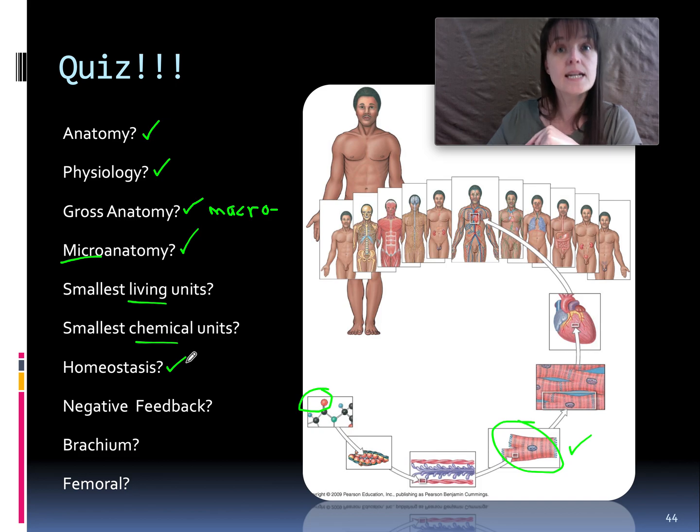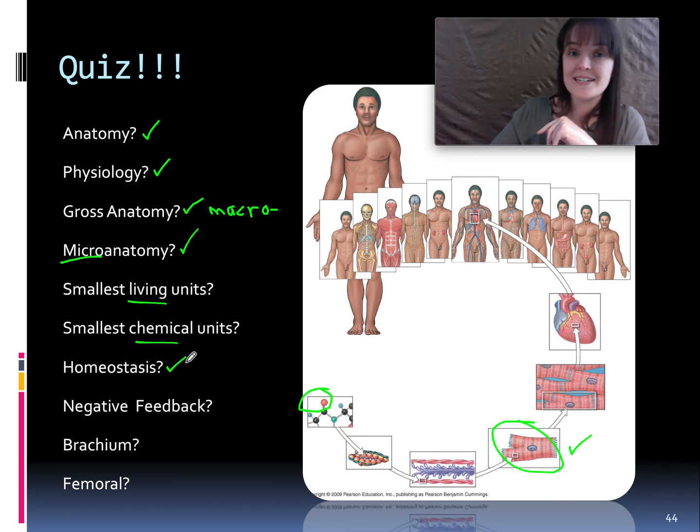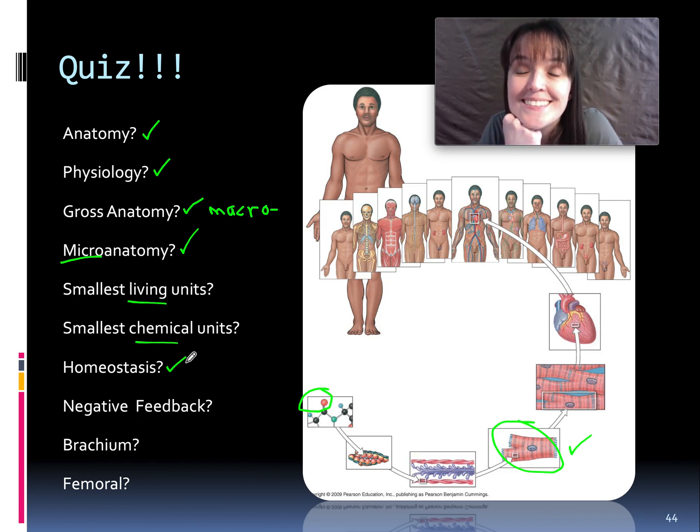Homeostasis is, where you all said, the maintenance of a relatively stable internal environment. No? Okay, say it now. Homeostasis is, there you go, the maintenance of a relatively stable internal environment.